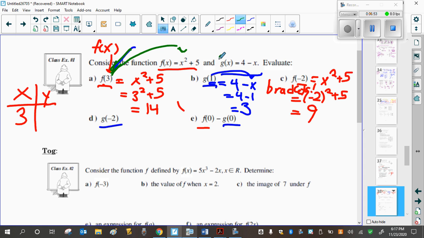This is g of 1. So wherever you see x, you put 1. And this is f of negative 2. So wherever you see x, you put negative 2 in brackets.